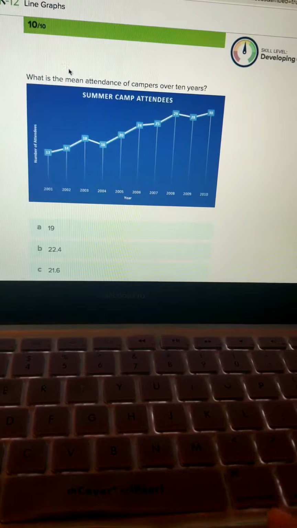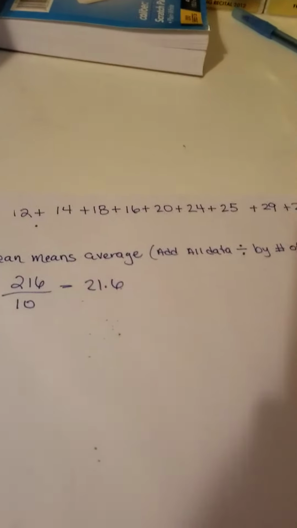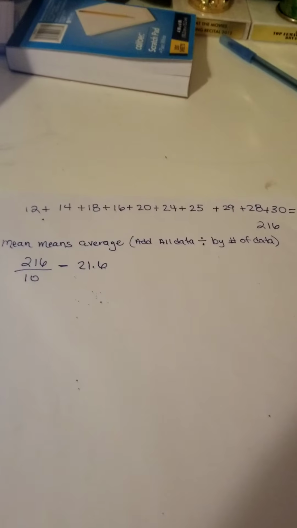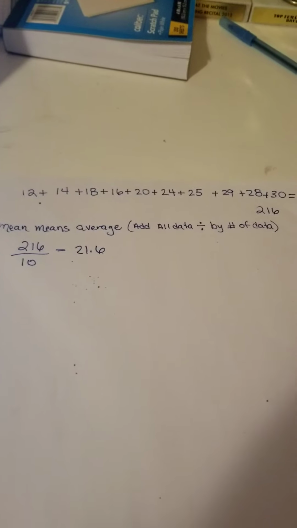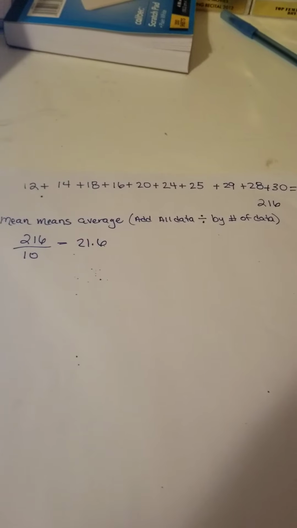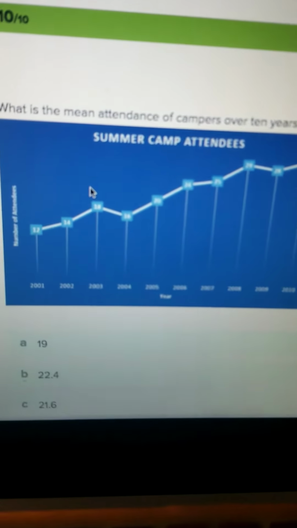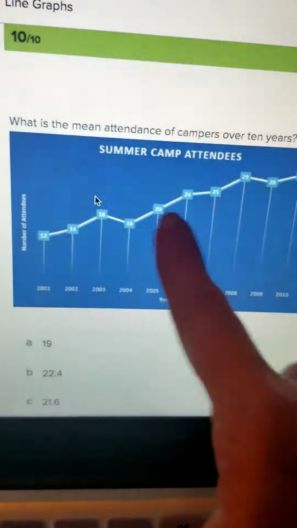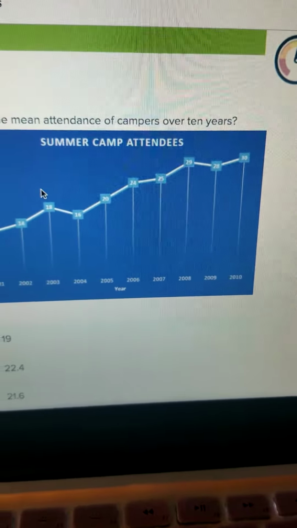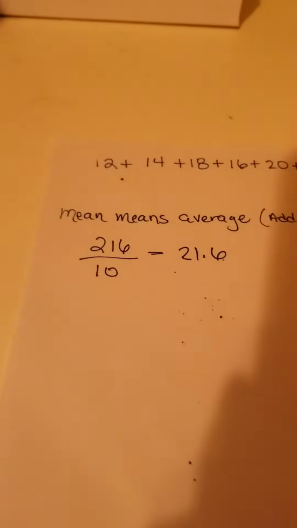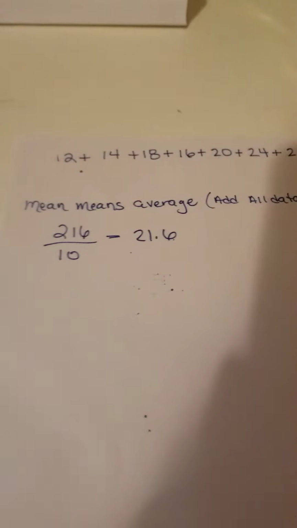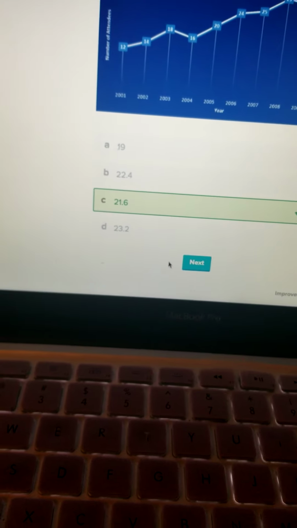Mean means average. To find the average, we write all our data points, add them up, and divide by how many pieces of data we have. So I added all of these numbers, and then divided by 10, since it said 10 years. And you get 21.6. Click, check your answer. Great. Next.